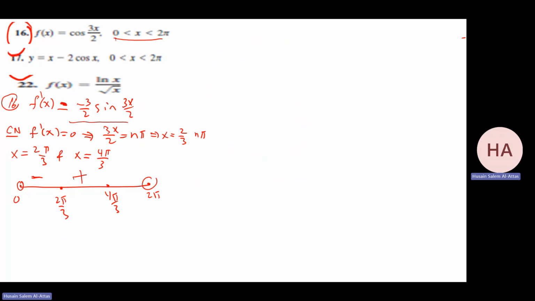Between 4 pi over 3 and 2 pi, I take, for example, 5 pi over 3. If we take 5 pi over 3, you have 5 pi over 2. Sine 5 pi over 2 is first quadrant, so it will be positive, and the -3 over 2, that will be negative. So it's decreasing or increasing. Let me say we start with increasing from 2 pi over 3 up to 4 pi over 3, and decreasing from 0 to 2 pi over 3 and 4 pi over 3 to 2 pi. Okay.